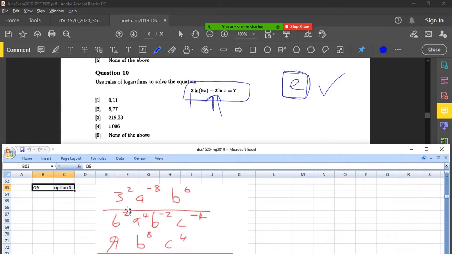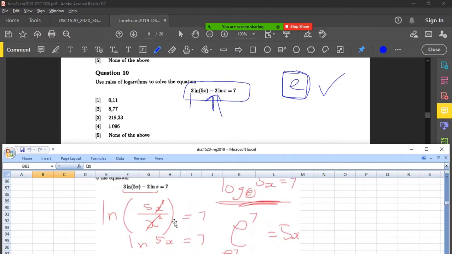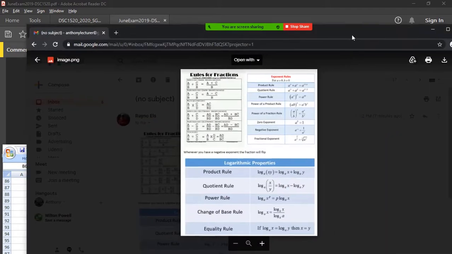Just remember though, when you have a 3 or a 2, you need to write it as an exponent. So let me just show you what I mean. 5x to the power 3, x to the power 2. When you have that 3 and the 2 outside, you have to write it like that. So see, there's the quotient rule being applied.